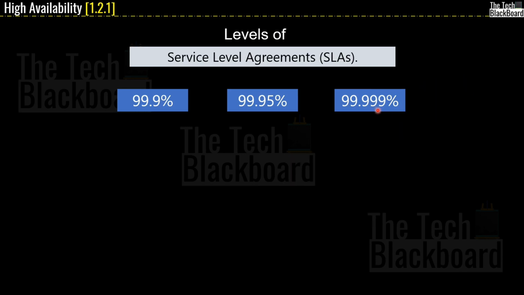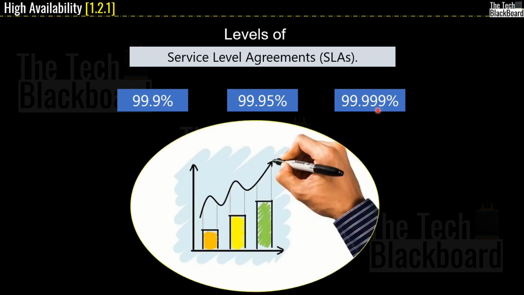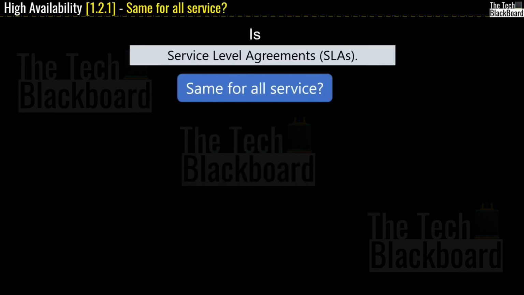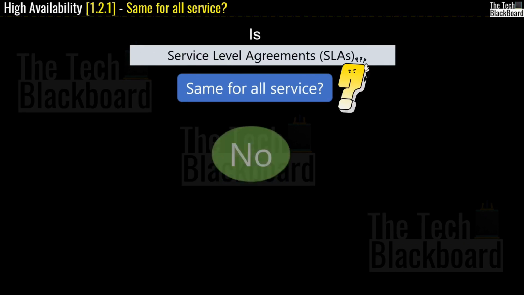And I hope you have already figured out the higher this percentage is, the higher is the availability. Now you might be thinking that a cloud service provider like Microsoft Azure provides hundreds of services and components. So is the SLA same for all services and components? And the obvious answer to this question is no. SLA differs from service to service.